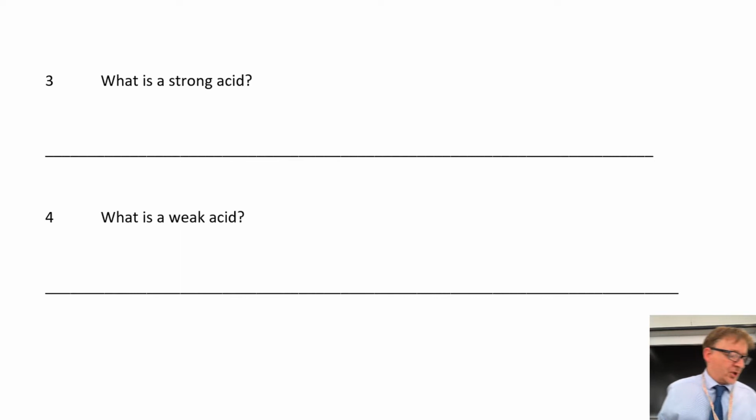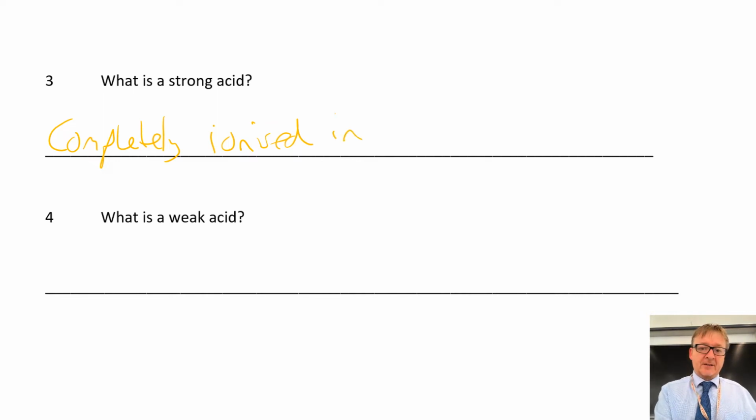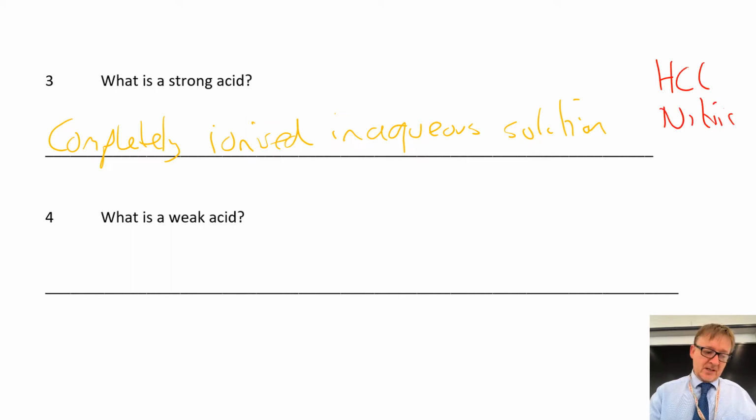Question number 3, what is a strong acid? A strong acid is where it is completely ionized in an aqueous solution. What it does, it goes into water and it completely ionizes. Best examples of that are hydrochloric acid, nitric acid, and sulfuric acid. They are the strongest acids.